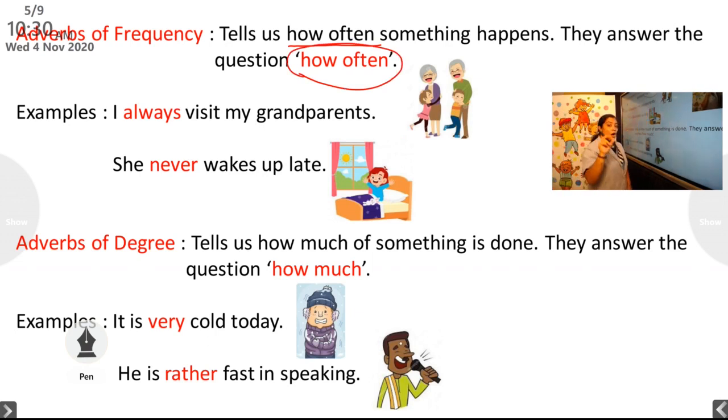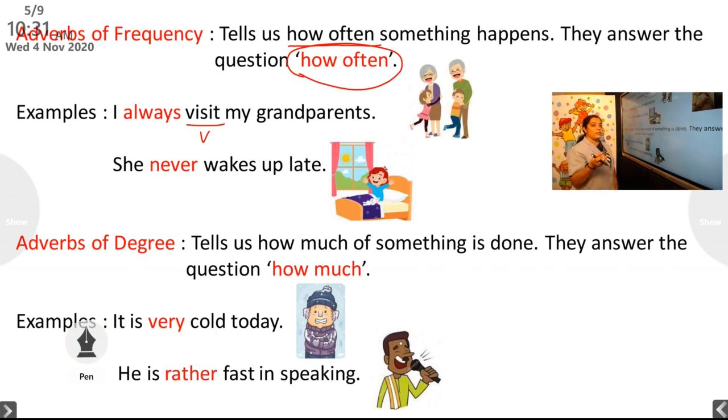Always ask the question how often. Don't ask the question when. It is not like adverb of time. Adverb of frequency shows how often something happens. So always ask the question how often. Now look at the example. I always visit my grandparents. Visit is the verb here.